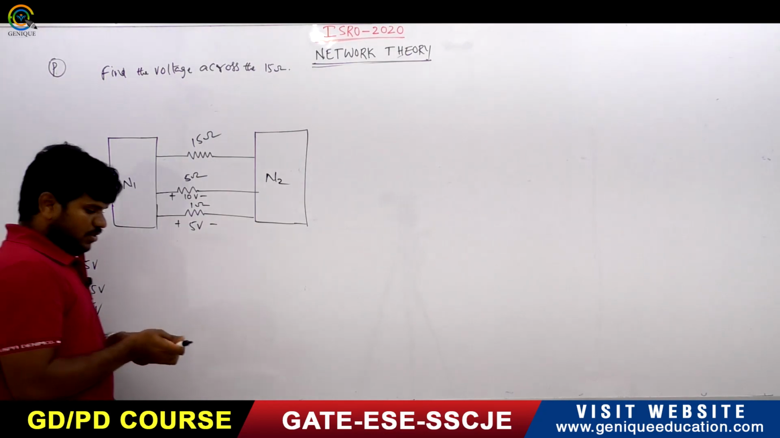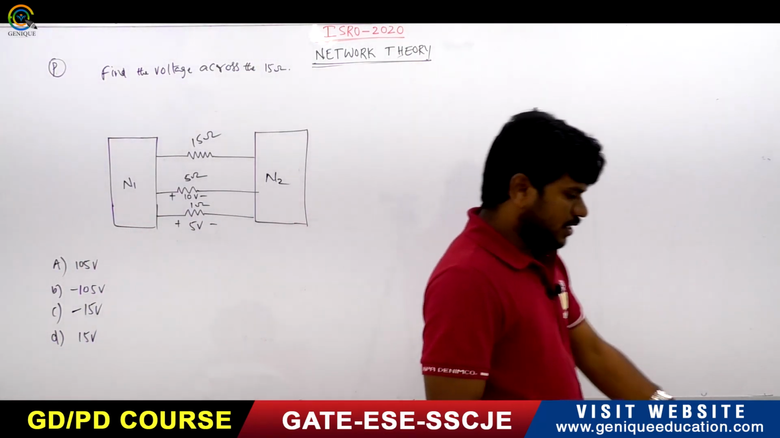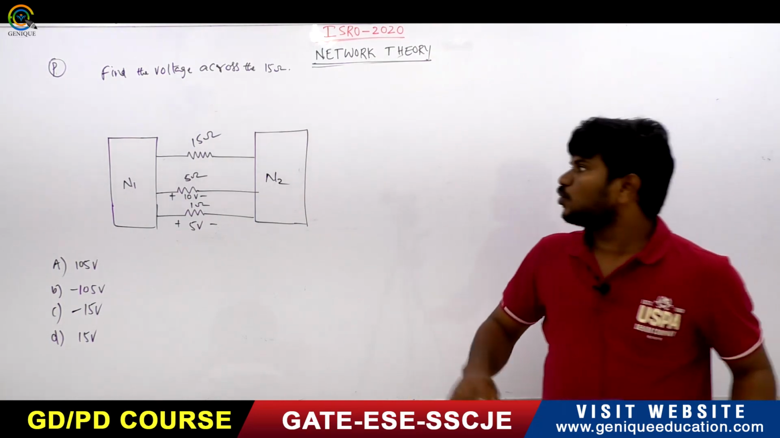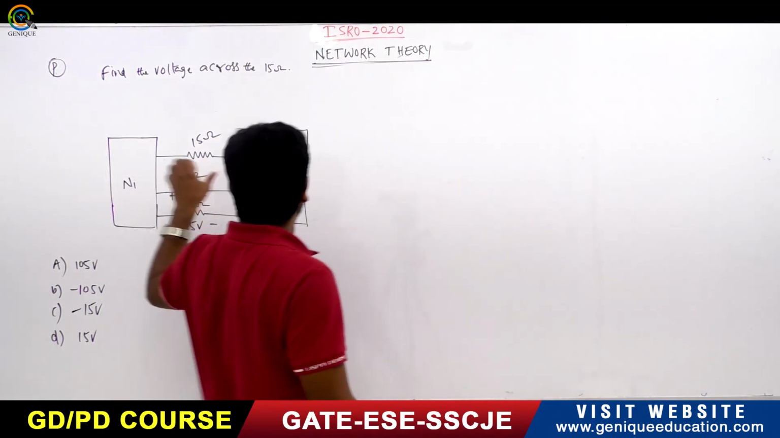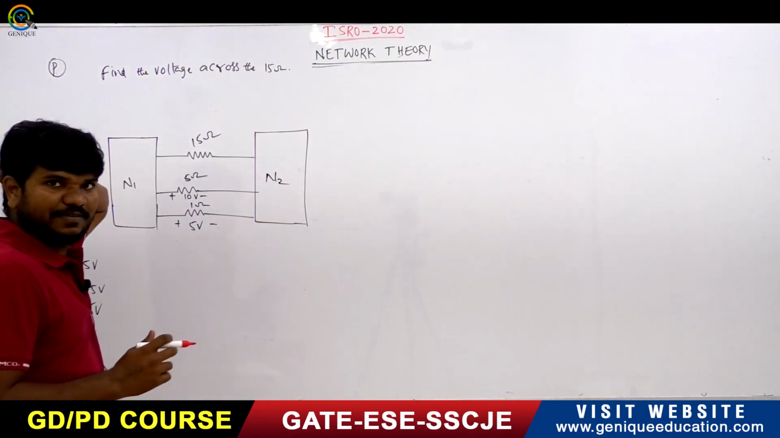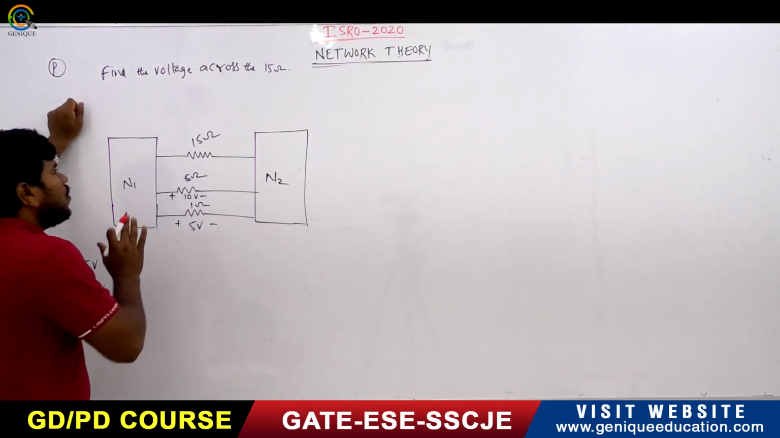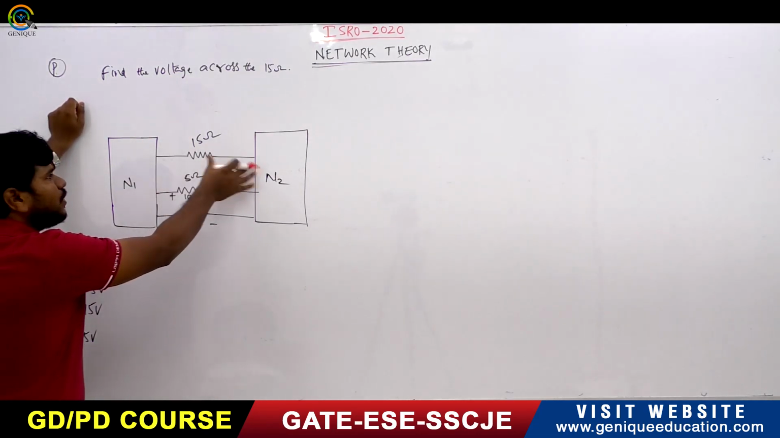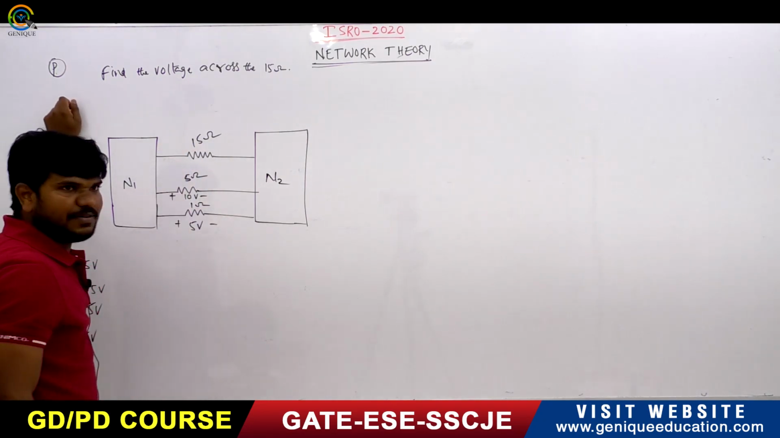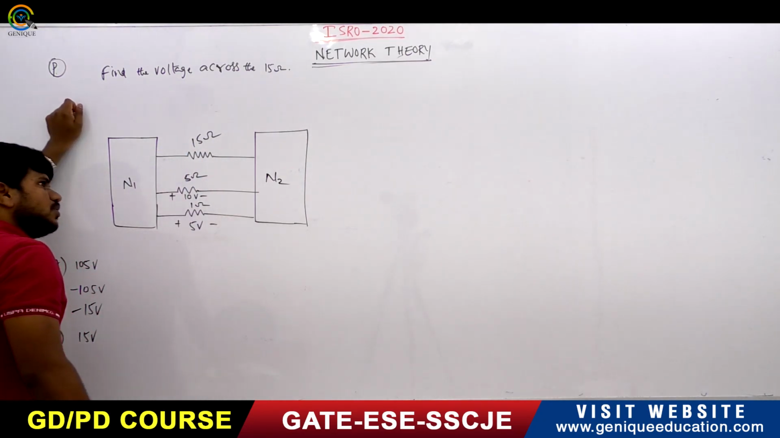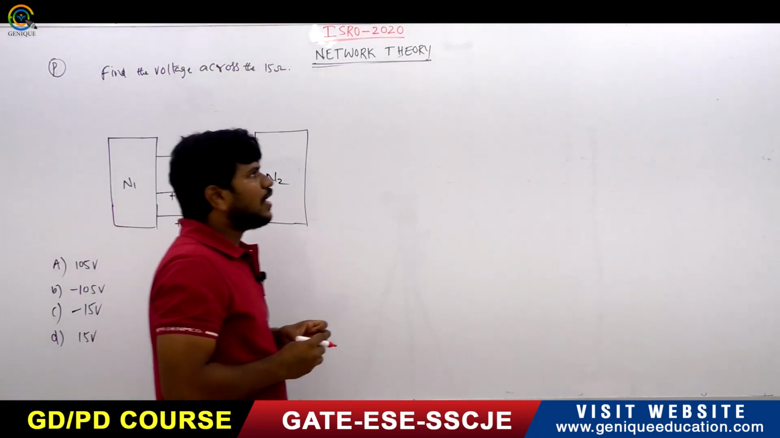So how can we solve this question? These are the two networks, one network and another network, with three resistors in between. According to KCL, what is KCL?